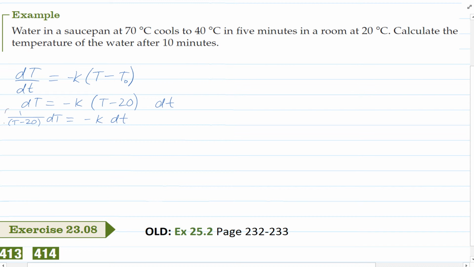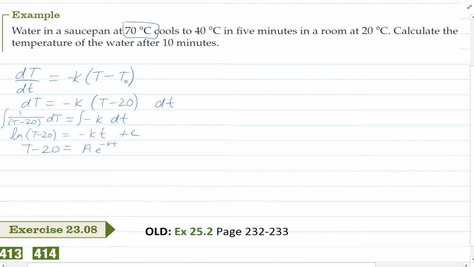Now we can integrate both sides, and so we get natural log of T minus 20 equals negative kt plus c. Taking the power of e of both sides, we end up with T minus 20 equals A e to the negative kt. I'm going to leave that negative 20 there, but we're given some initial conditions here.